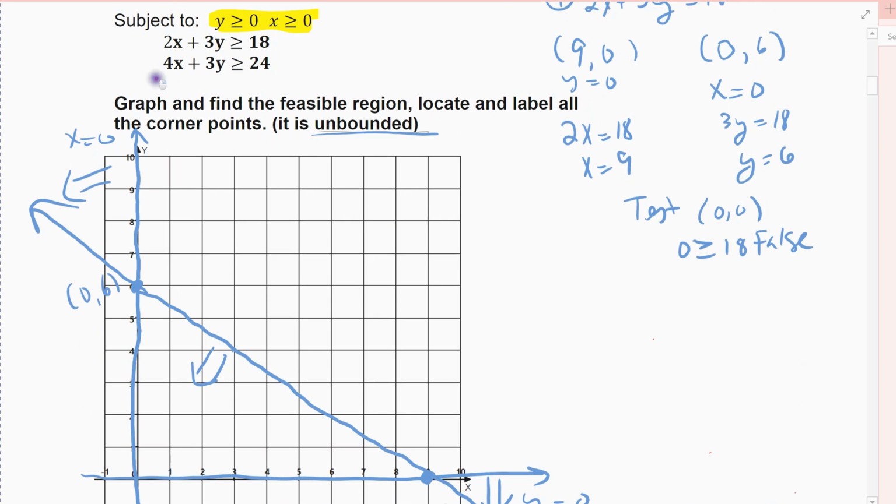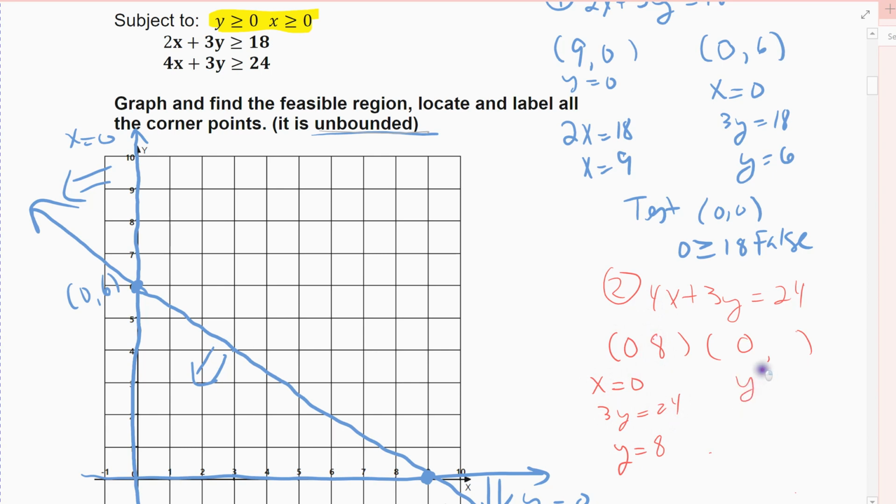Now I'm going to graph my second line in red. Line 2 is going to be 4x plus 3y equals 24. Again, I'm going to graph my intercepts. This one is x equals 0. I get 3y equals 24. Divide by 3, and I get 8. So (0, 8) is my first point.